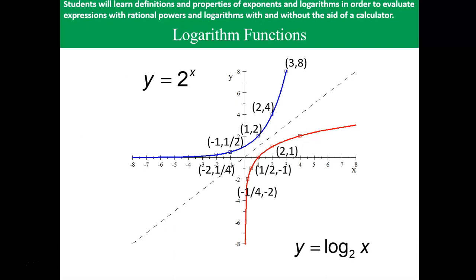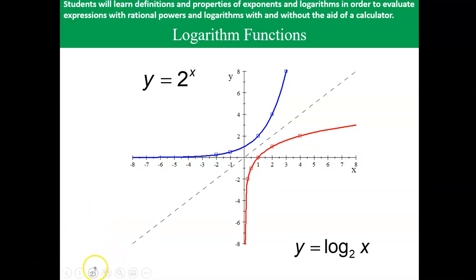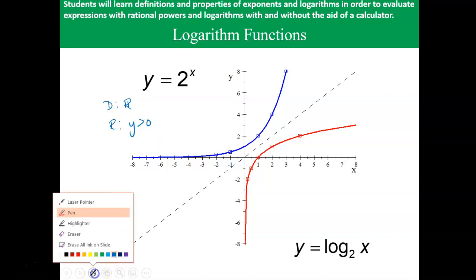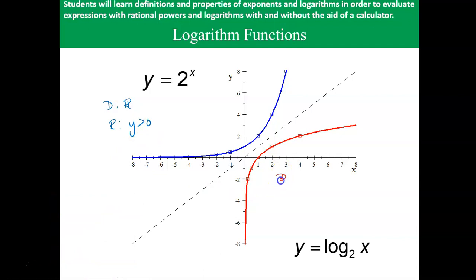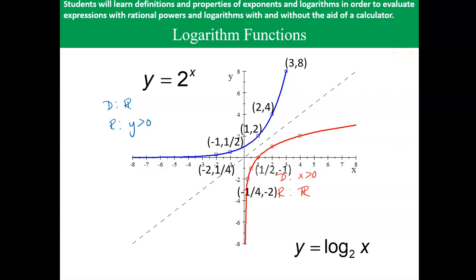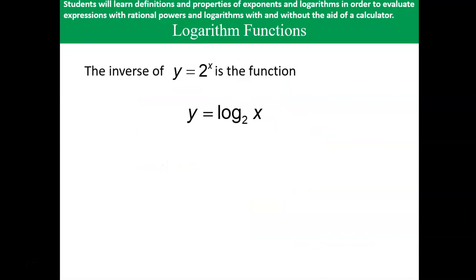So I want to go back here and just specify, before this comes up again, what our domain was. So for our exponential functions, our domain was all reals, and our range was y is greater than 0. So when we do the inverse for the logarithmic function, our domain is greater than 0, and our range is all reals. Because you can see this starts down here and goes all the way up, it never stops. So that's the inverse.